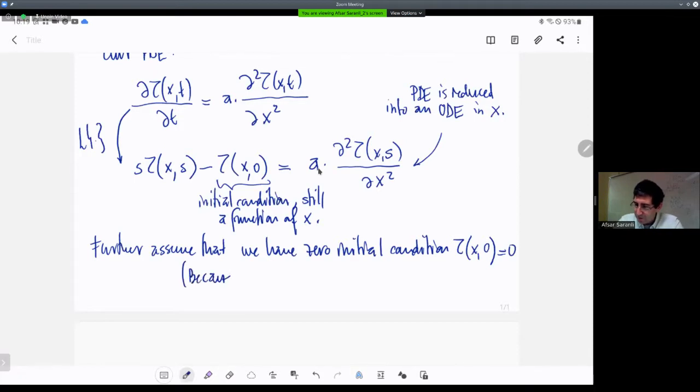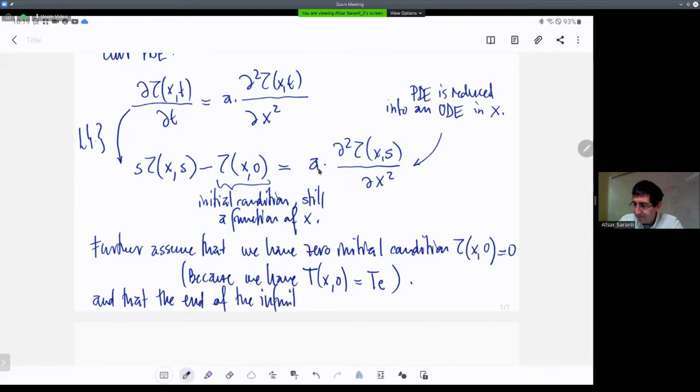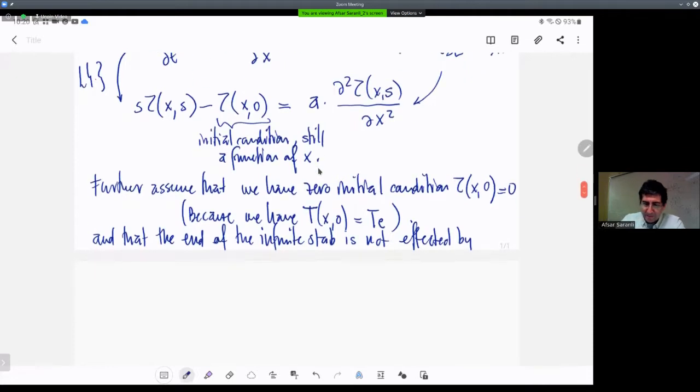Because we have T x0 is equal to TE. Okay? Because we start with the equilibrium. And that's the end of the infinite slab is not affected by transient phenomena.